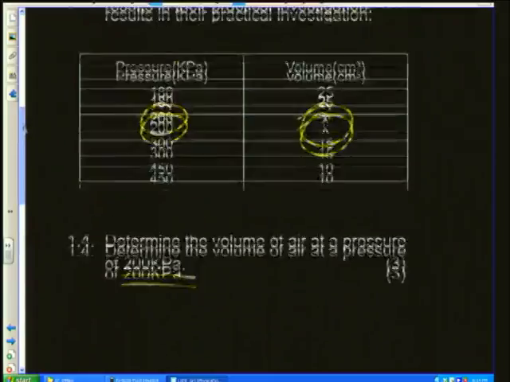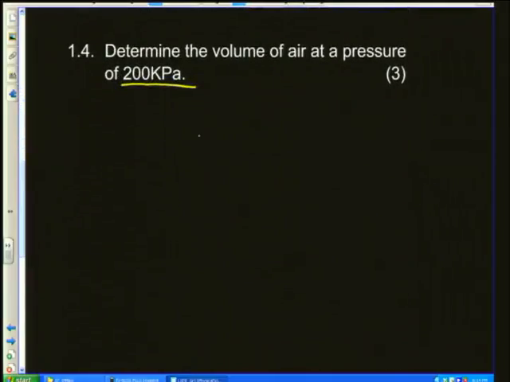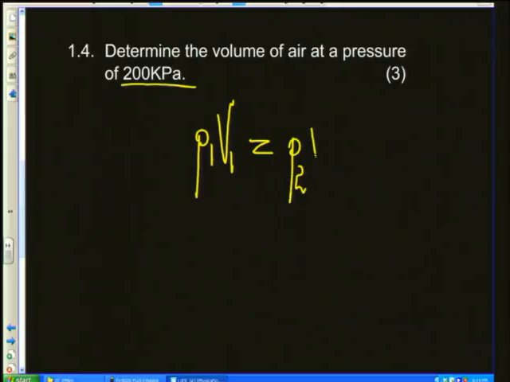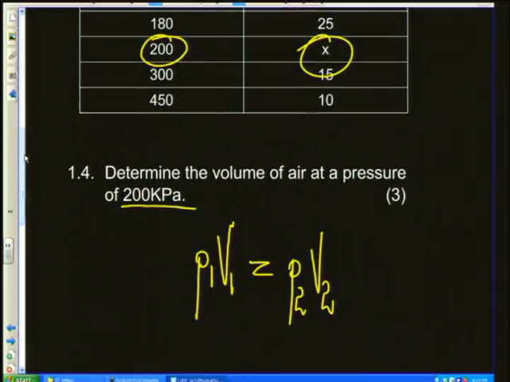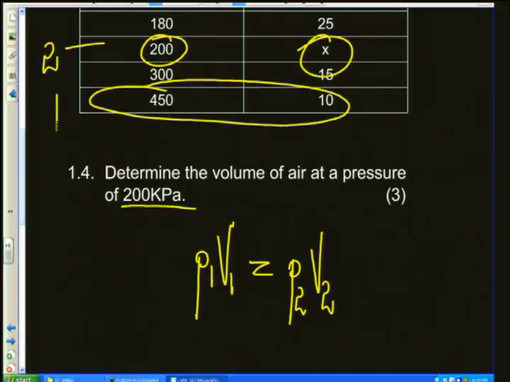Now remember Boyle's law equation, and we can safely write it as P1 V1 equals P2 V2. So we have pressure number 1 and volume number 1, equals pressure number 2 multiplied by volume number 2. Let's choose this and say that's my second set of results, so we'll put this pressure as P2, and let me choose this one here and say this is my first set of results. So I'm going to say that is 1.